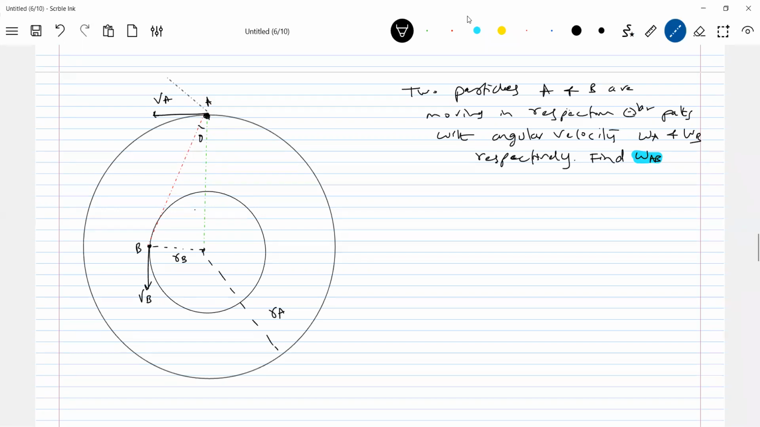No, this should be theta, no? What is VA? VA is like this. VA is RA omega A. VB is RB omega B. We know only omega A and omega B. I just brought VA and VB so that you can easily understand. So this is the line joining them, so I'll call that S. Or you are familiar with L, no? Let me bring L, no problem.